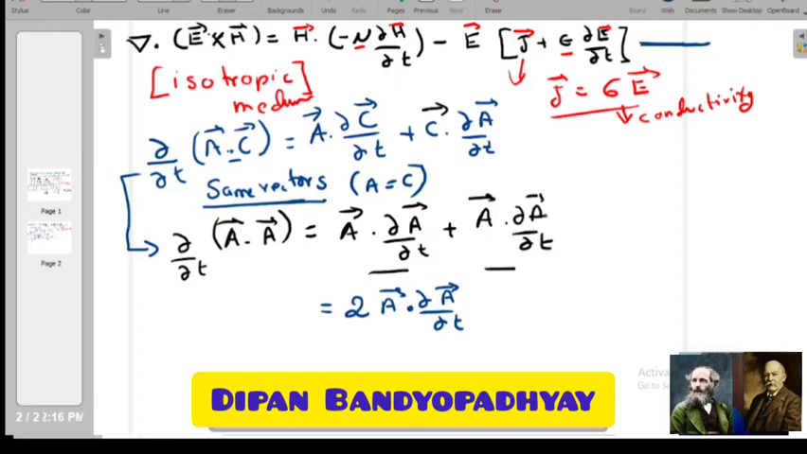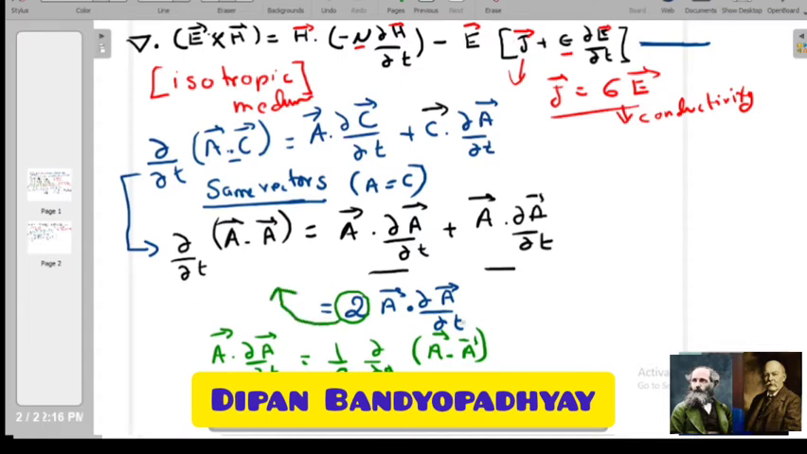From here, what you can write is A dot del A del t. It is half of del t A dot A. This we can write easily. That means I have taken these two on the left hand side. Simply I have done that.